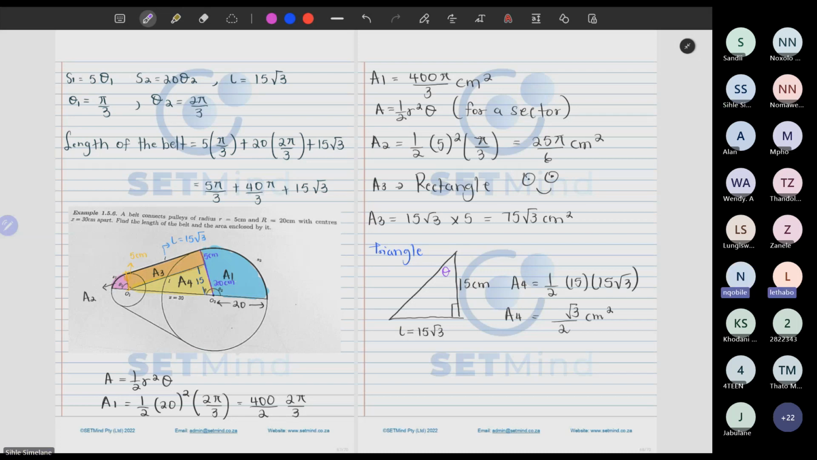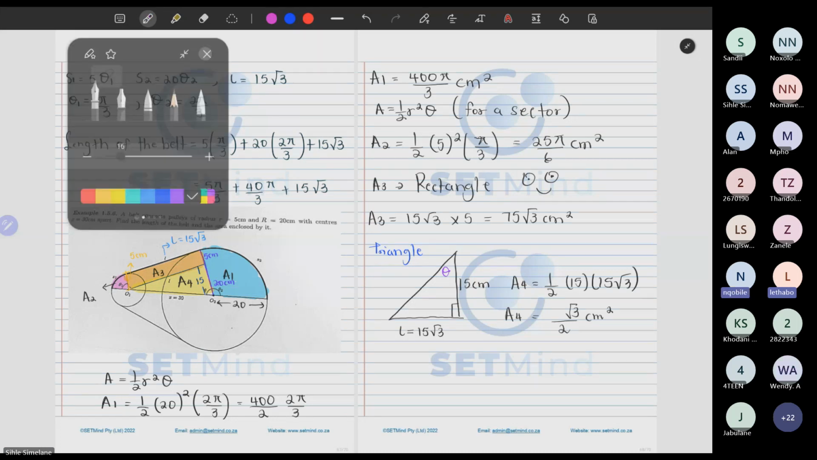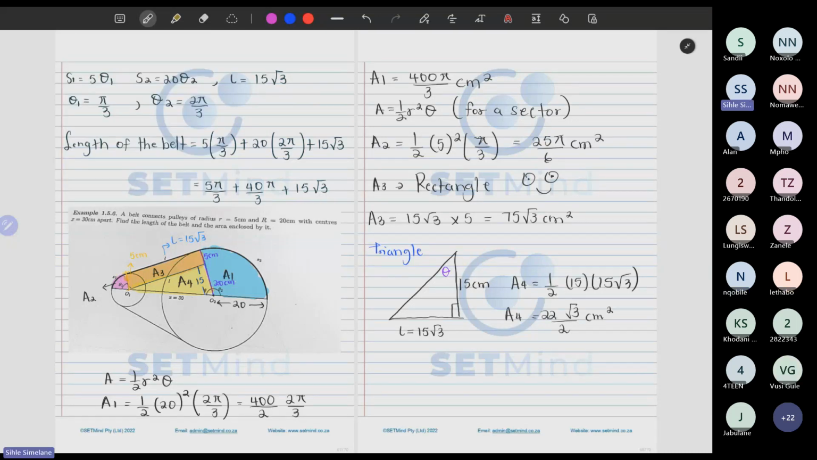Thank you. Yes. So remember, for a right angle triangle, where the angle is at does not matter, because you just multiply the two sides and divide by 2. So what is 15 times 15? It's 225. Is what? 225. Is 225. Yes.